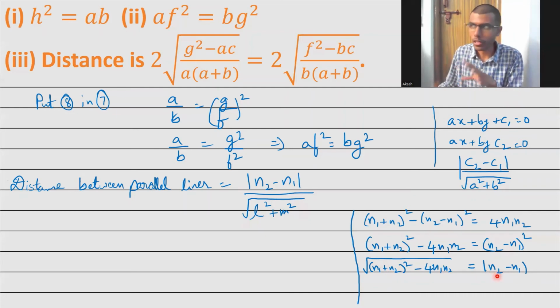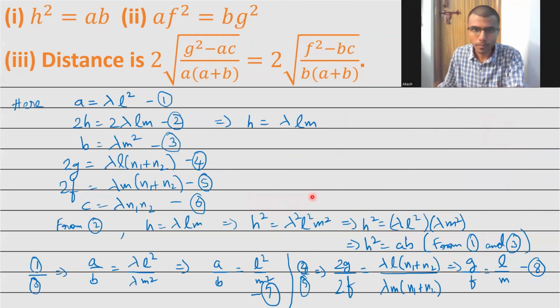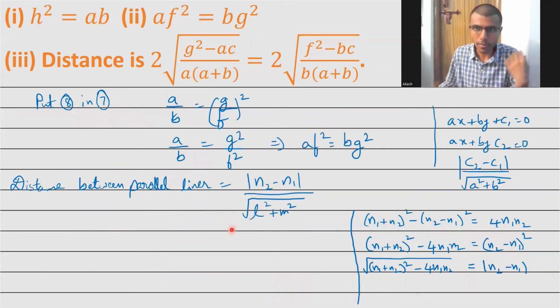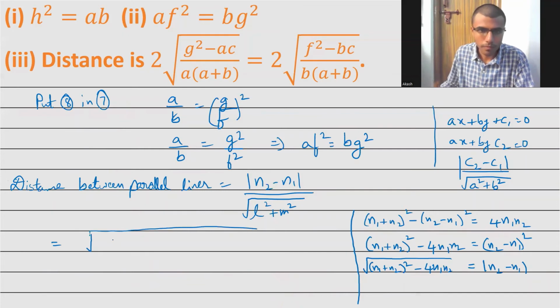Because I don't know what modulus of n2 minus n1 is, but I know what n1 plus n2 is. What is n1 plus n2? It is nothing but 2g by lambda L or 2f by lambda M. So I have two options, and I also know what n1n2 is. n1n2 is nothing but c by lambda. Fine. So this is nothing but equal to under root of (n1 plus n2) whole square minus 4n1n2. Stay with me, guys. We are almost coming to the end. Divided by under root of L square plus m square.